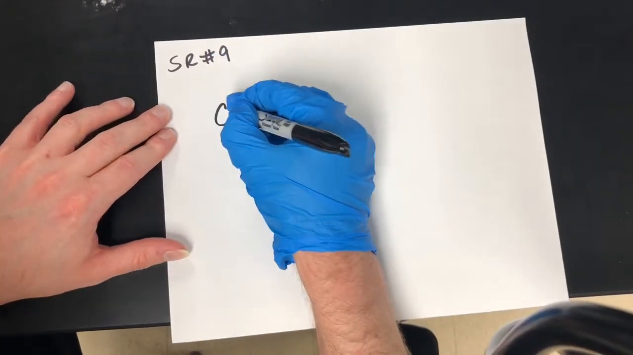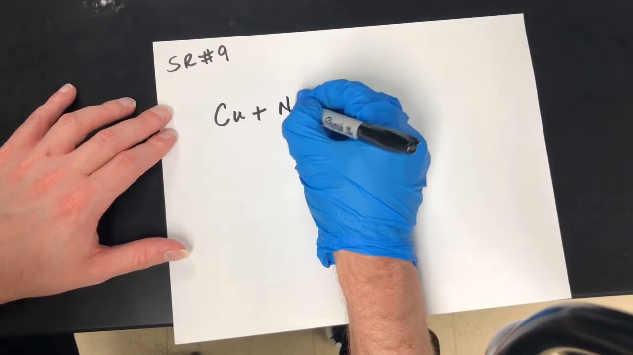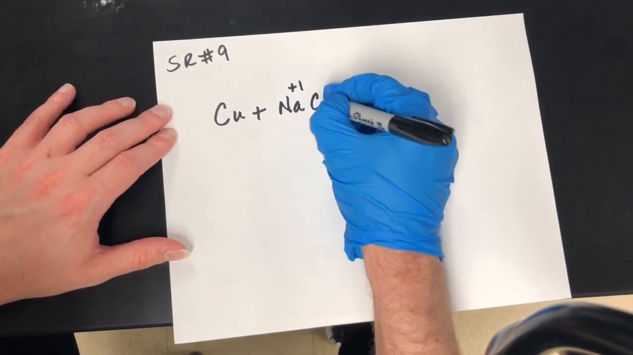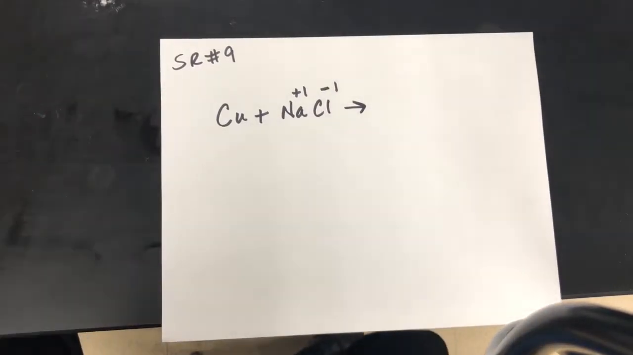Okay, so this is single replacement reaction number 9. It says we're going to take solid copper, and I'm going to react it with sodium chloride. So sodium is Na with a +1 charge, chloride is Cl with a -1 charge. No need to crisscross because they're equal and opposite charges.